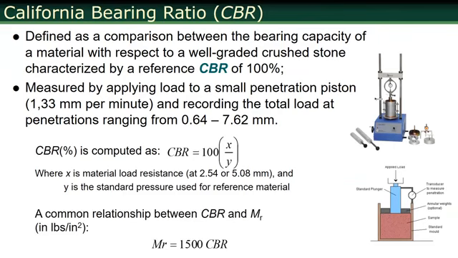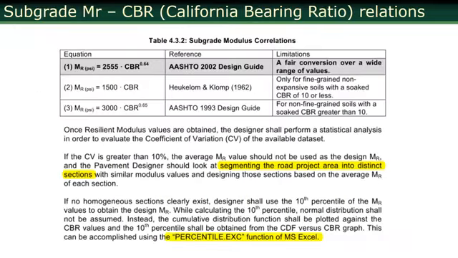And there's a common relationship between CBR and resilient modulus. This is the simplest one, 1500 times CBR. There are some other relationships. 2500 times CBR to the power 0.64 is actually a lot more common than this one, even though this looks simpler. But this is also used in pavement ME software. So that is a fair conversion from CBR to resilient modulus.